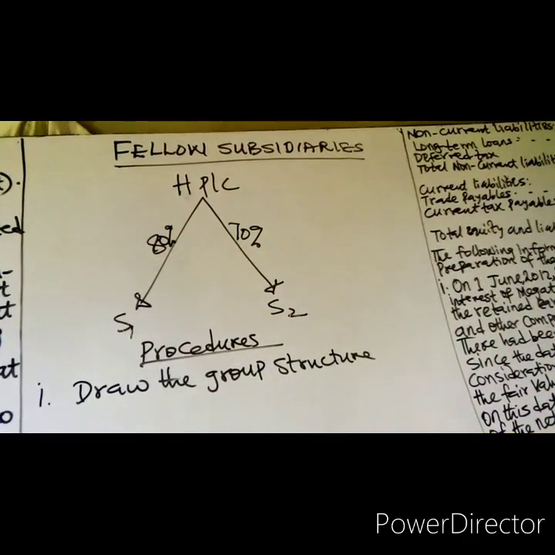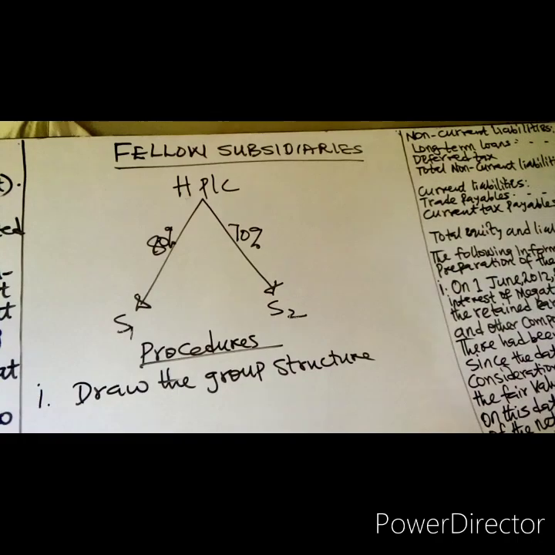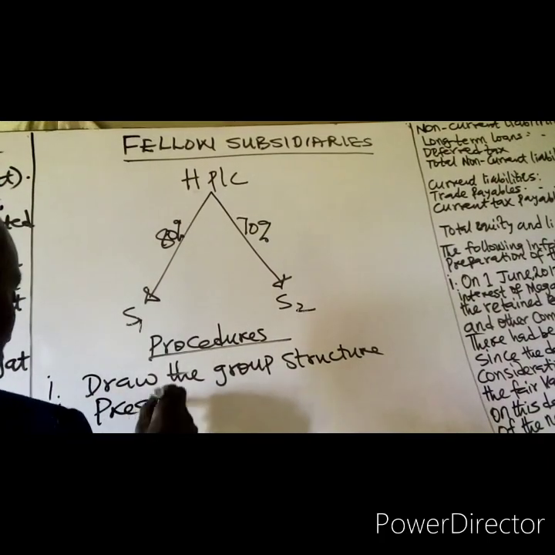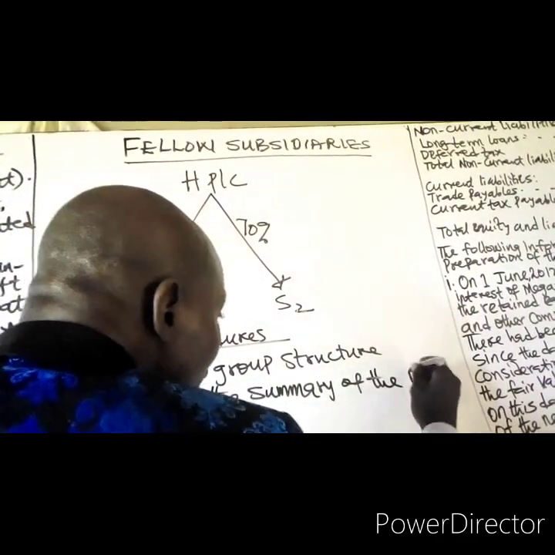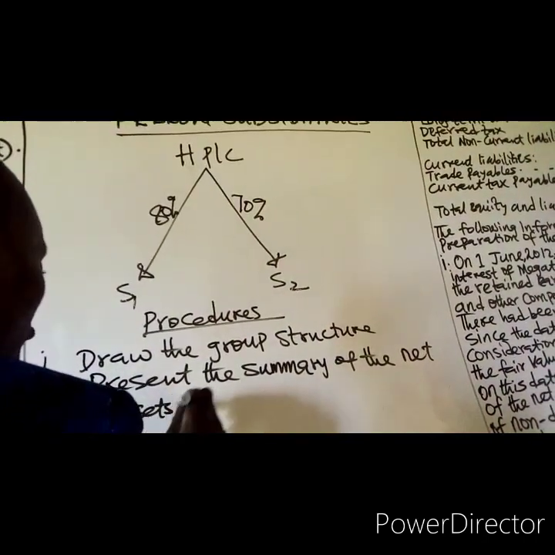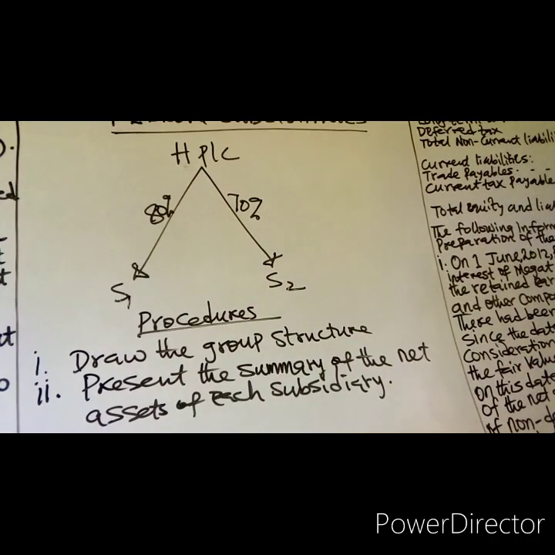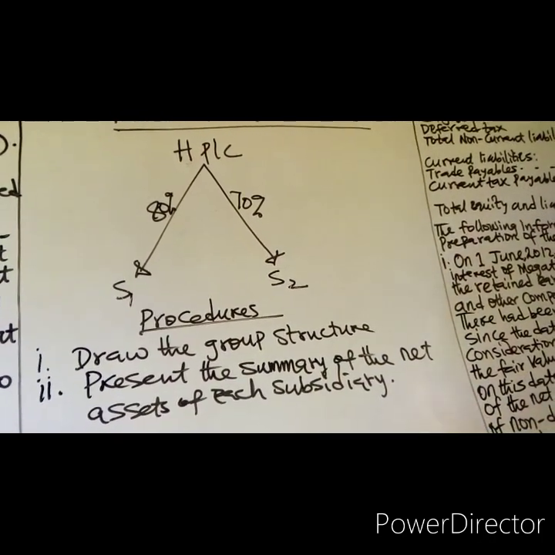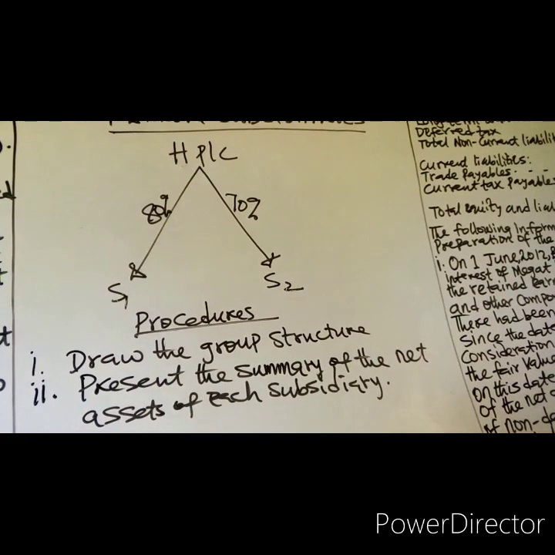So try to watch my lectures on consolidated financial statements from part 1 to part 8, including associates, before proceeding to complex group structure. Step 2. Present the summary of net assets of each subsidiary. The consolidation of fellow subsidiaries is similar to that of the simple group structure, which I have considered in part 1 to part 8, including the consolidation of associates. So try to watch all the lectures for better understanding.